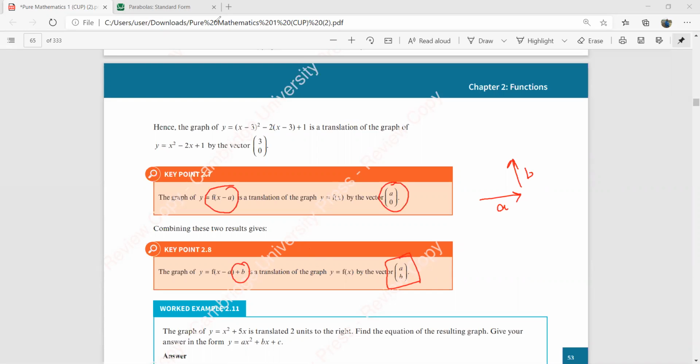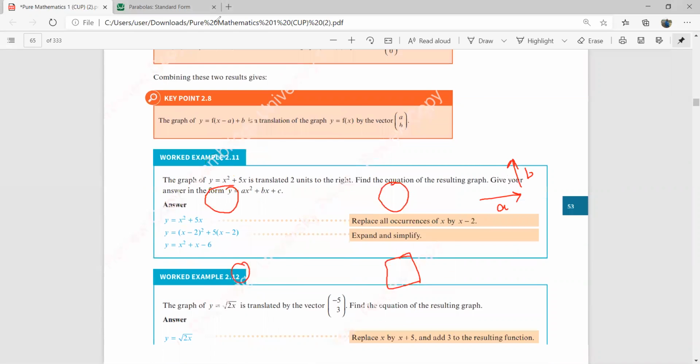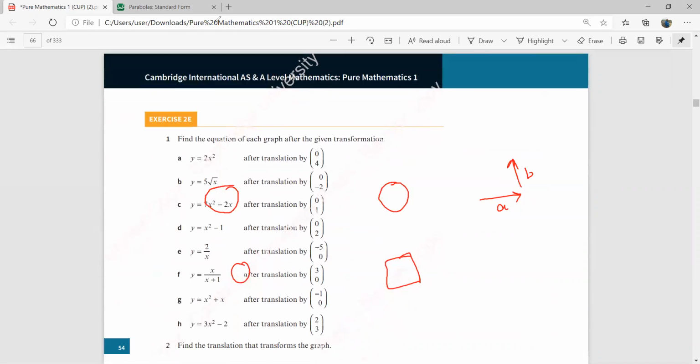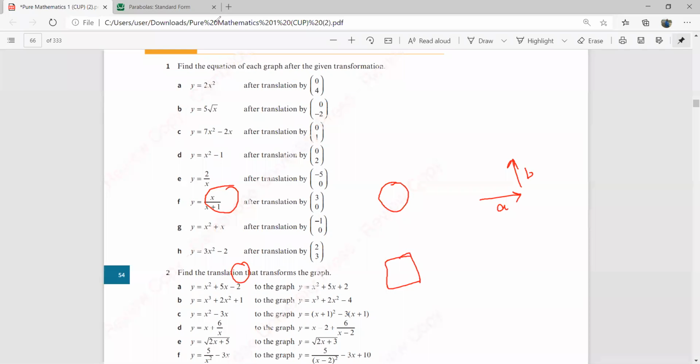Now look at this example. I can take you to the exercise directly, and I'll be asking you one by one. I'm going to keep your names in front of me. Yes, Ayman Afaq. It says find the equation of the graph after the given transformation.